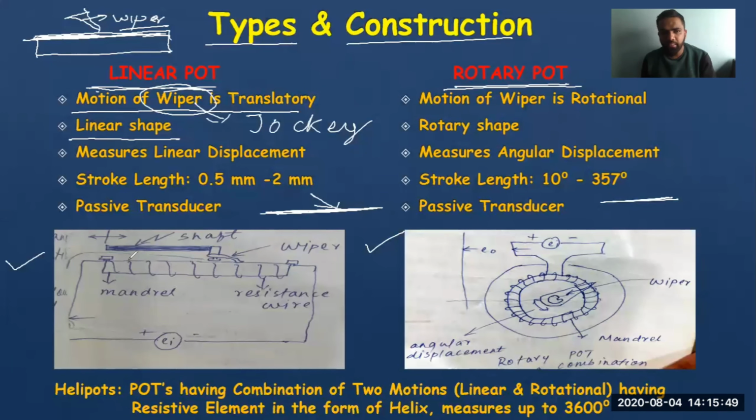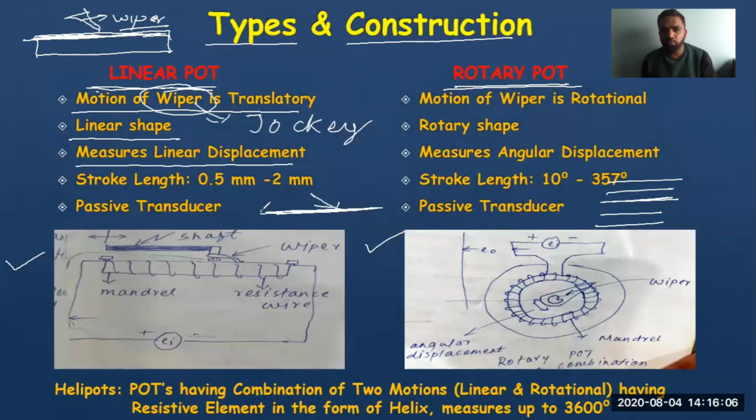You can see here, I have just shown you there are some curls of wire. But these wires are actually, when I show you the diagram, you'll get to understand this, placed linearly. These are placed like this. I'll show you the diagram once we are done with this. It measures linear displacement.